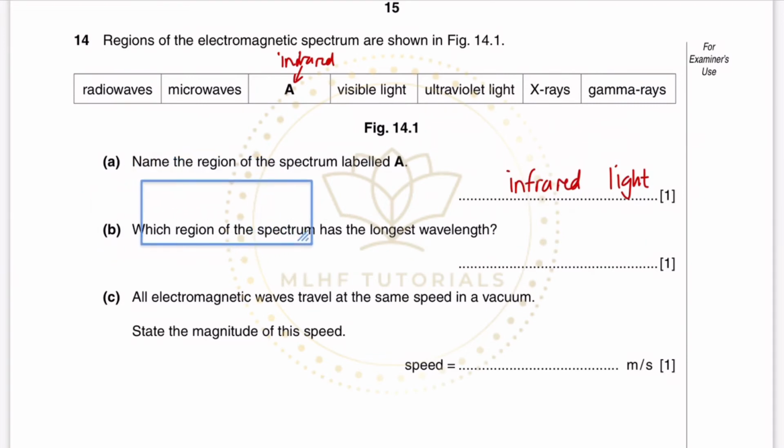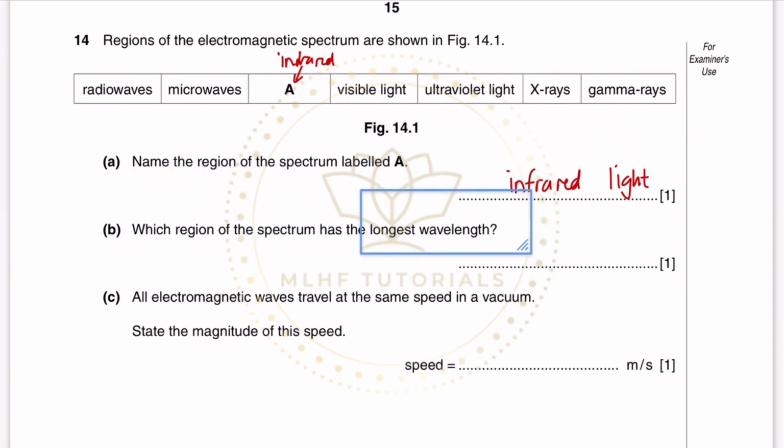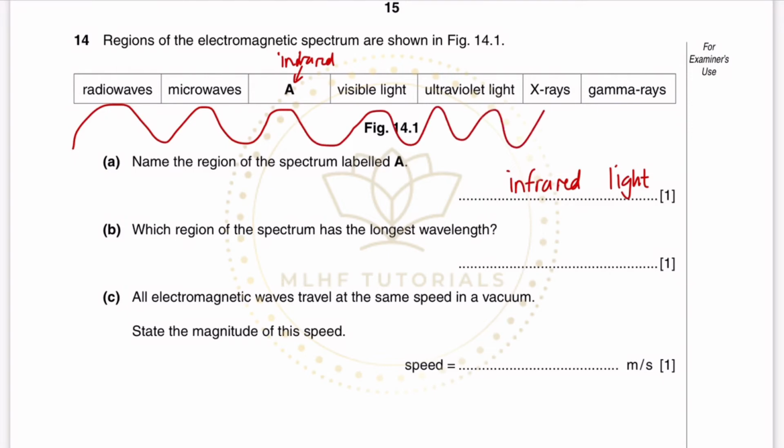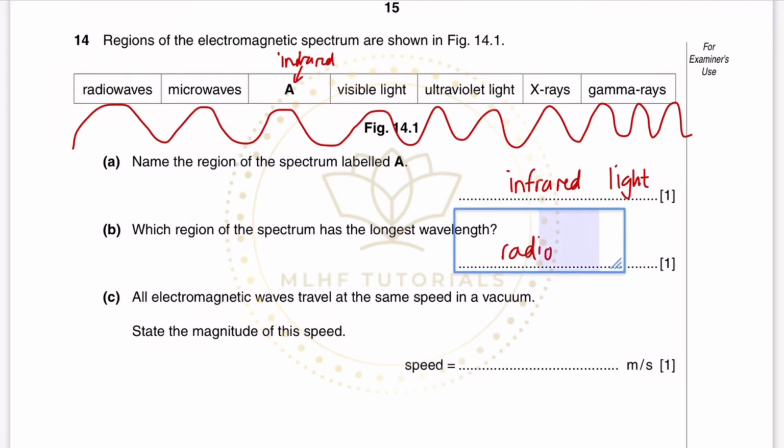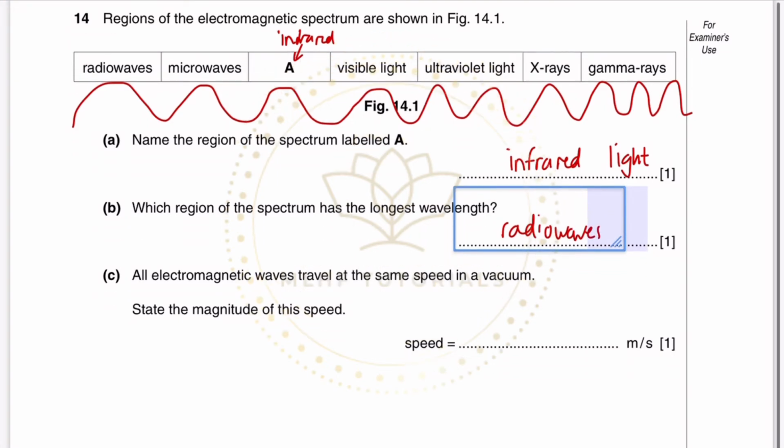Part B. Which region of the spectrum has the longest wavelength? Okay, try to remember this way. You draw the longest wave starting from the radio wave until the gamma ray, which shrinks. Okay, so your answer will be radio waves. I do this because it helps me to remember.